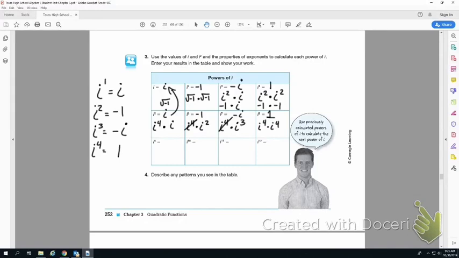Down here, it ends up being the same thing, just a little more drawn out, so we're not going to do that part. But the pattern that you need to see, and I've mentioned, is that the values repeat themselves. The values repeat for every 4 powers of i.